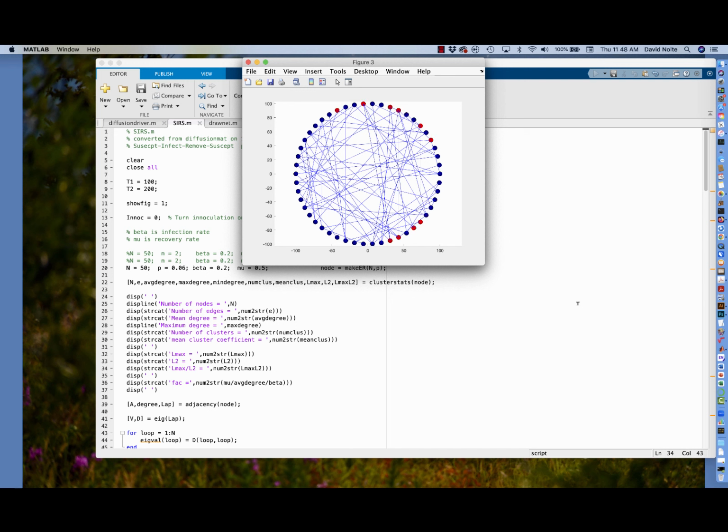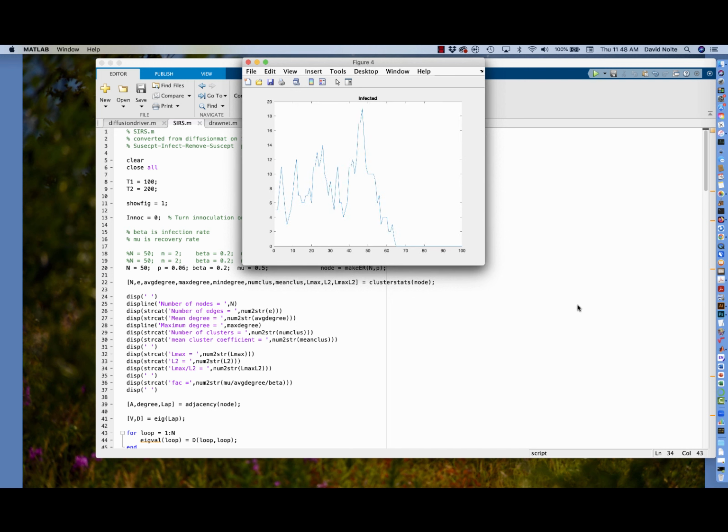And it's not going to cooperate. Oh yes, it did. Okay. So this is the total number of infected nodes. And so what you'll see is that it went to 0. So the infection died out. And at some point it was as high as 19 nodes out of 50 infected. But not too long after that, it actually died out.